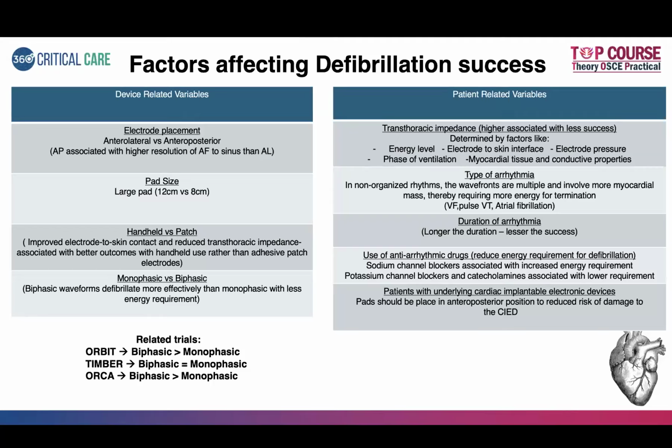And myocardial tissue and the conductive properties. Like if the patient already has scarred myocardium, then the success of defibrillation is going to be less. And the type of arrhythmias. So in non-organized rhythms, the wave fronts are multiple and involve more myocardial mass. So more energy is needed for termination. That is in VF, pulseless VT or atrial fibrillation. Then the duration of arrhythmia. So the longer the duration, the lesser the success.